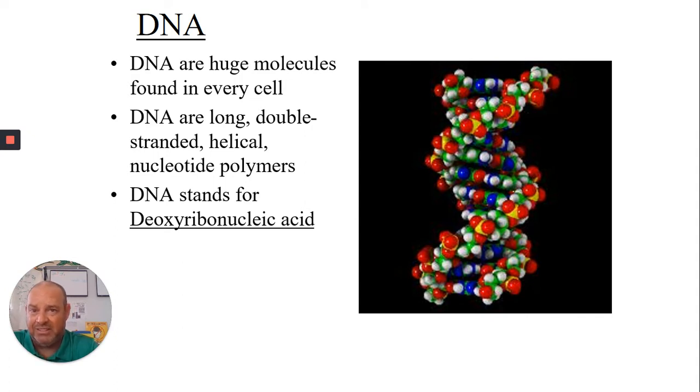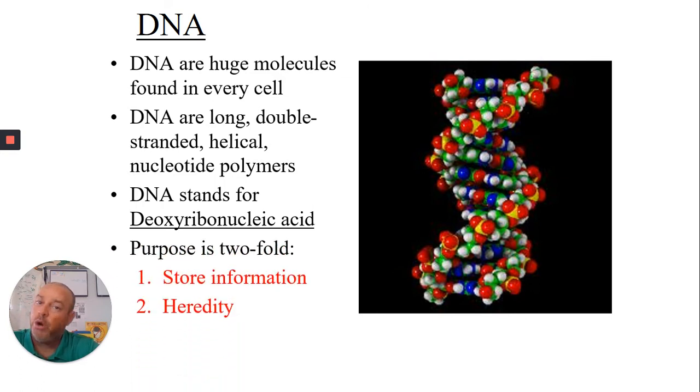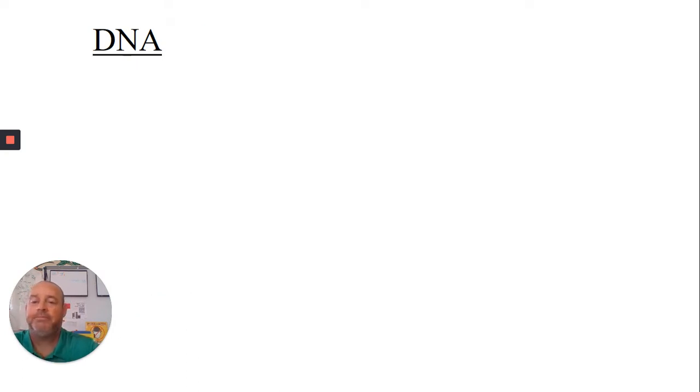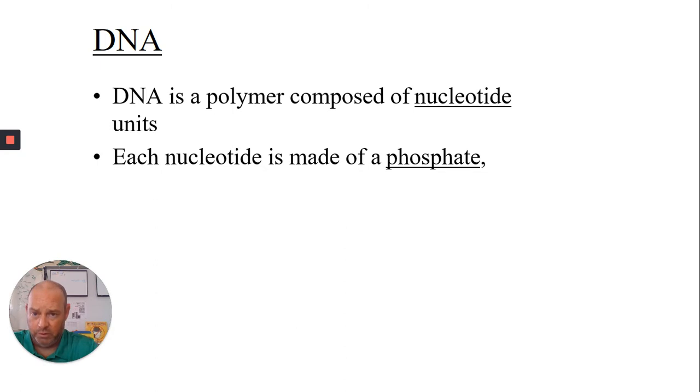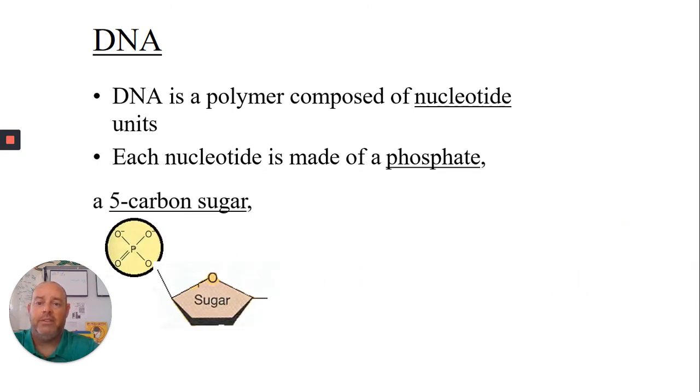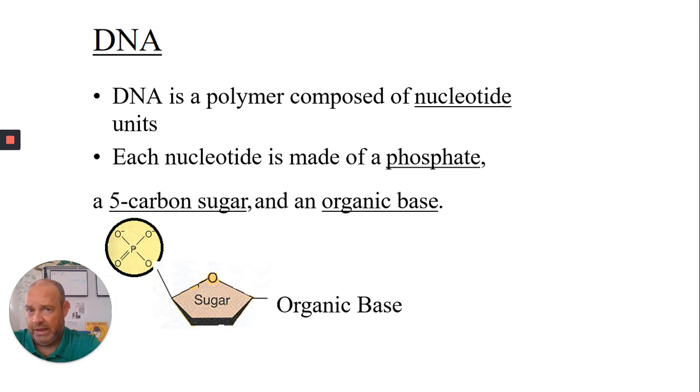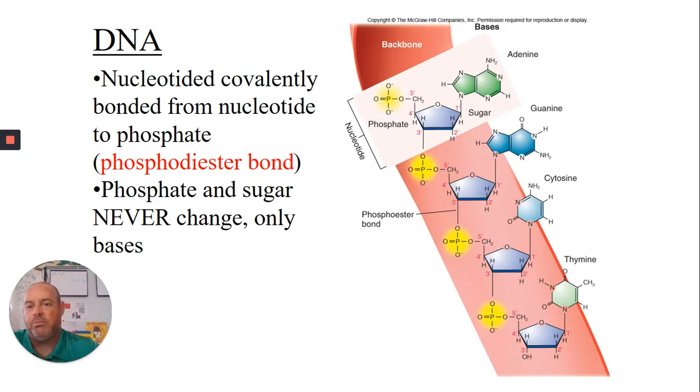And here's what DNA actually stands for, if you don't know, which is deoxyribonucleic acid. And then the purpose of DNA is twofold: store the information that we all have to run ourselves, and then pass it on. Okay, heredity. So DNA is a polymer composed of nucleotides, and it's made of the 5-carbon sugar, the phosphate, and the organic base. So this is what one nucleotide would look like. Okay, so you see the phosphate group, see the sugar there, and then the organic base is the part that's interchangeable. That could be the adenine, cytosine, guanine, or thymine. That's all interchangeable over there.